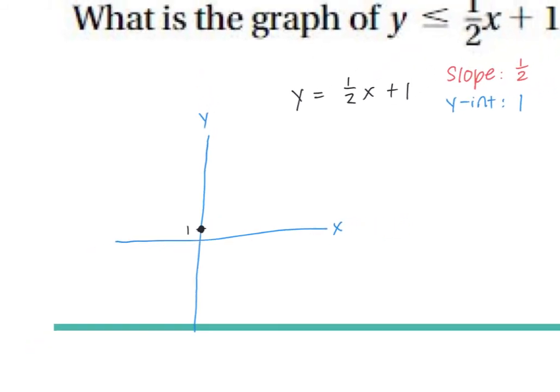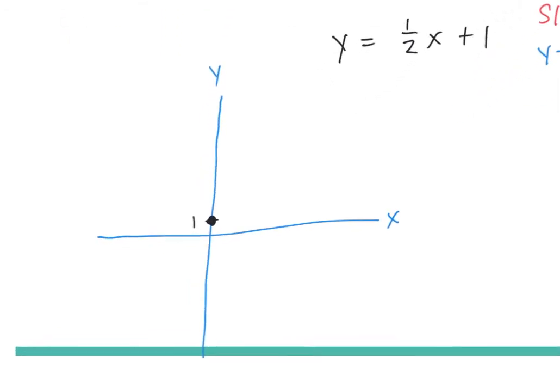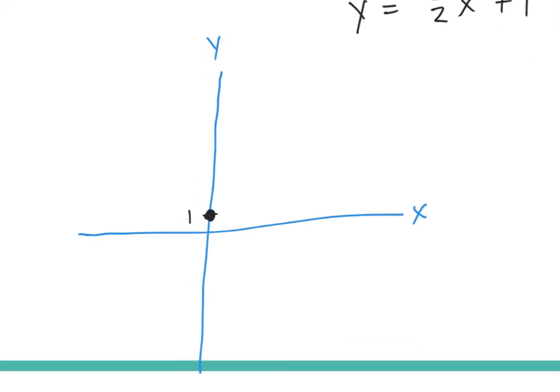So there's our point. Our slope is 1/2. So that means our rise is 1 and our run is 2. So we're going to rise up 1 unit, and then we're going to go over 2 units. So here's our next point, 2 more over and 1 more up. Here's our next point. And we just draw a line through all of those.